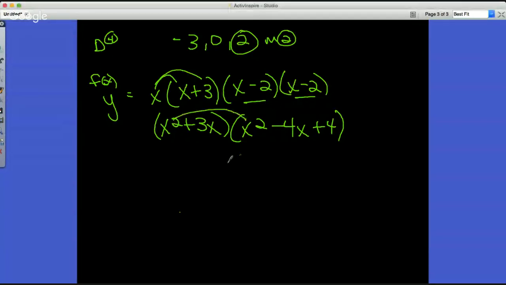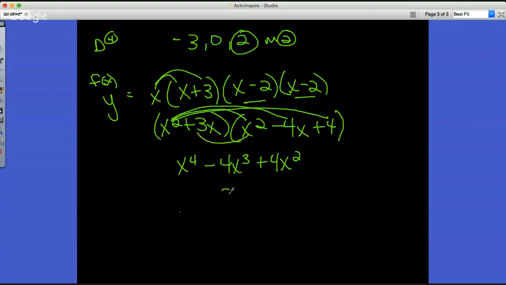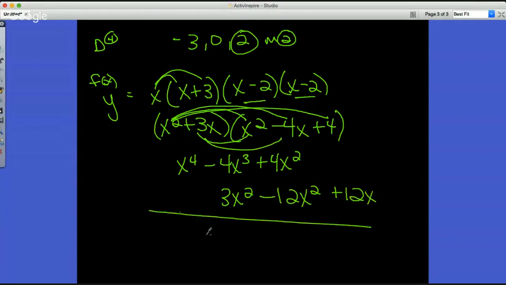So now we'd have x squared times x squared to get x to the 4th, x squared times negative 4x to get negative 4x to the 3rd, x squared times 4. Yeah, 3x times x squared is 3x cubed, 3x times negative 4 is negative 12x, x times 4 is 4x. So now let's add like terms together to get x to the 4th minus x. This should be x to the 3rd. Sorry about that. Minus squared. Sure, we go through it in that way.